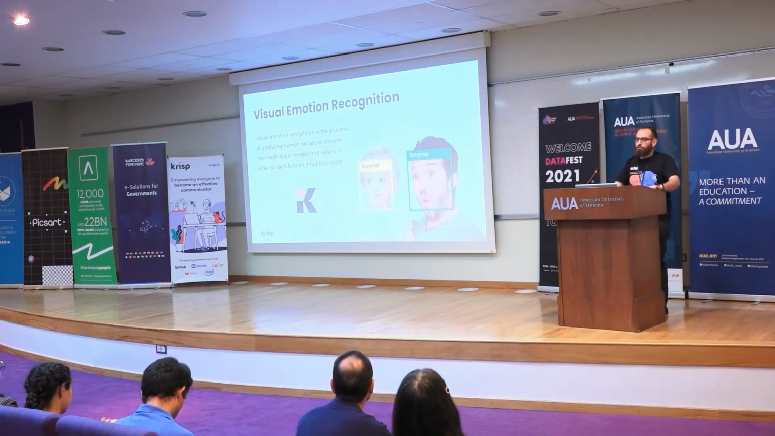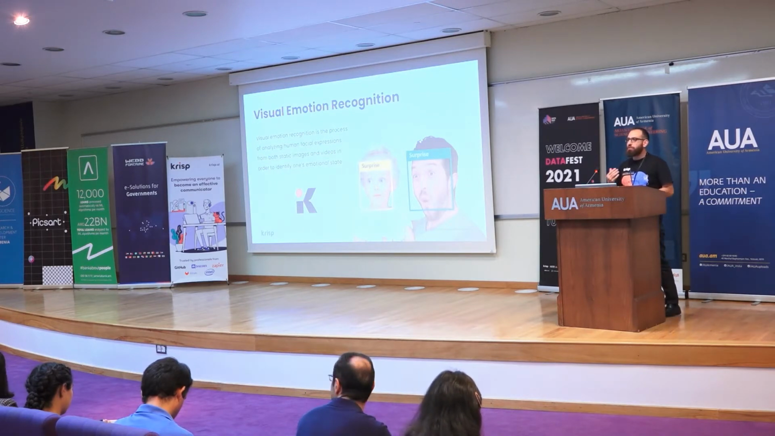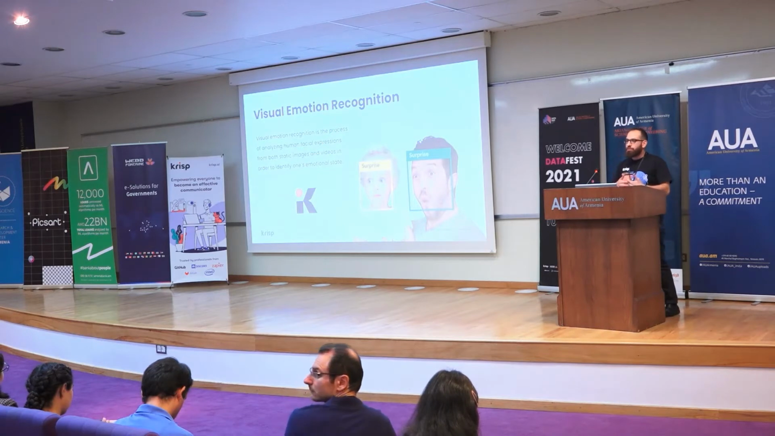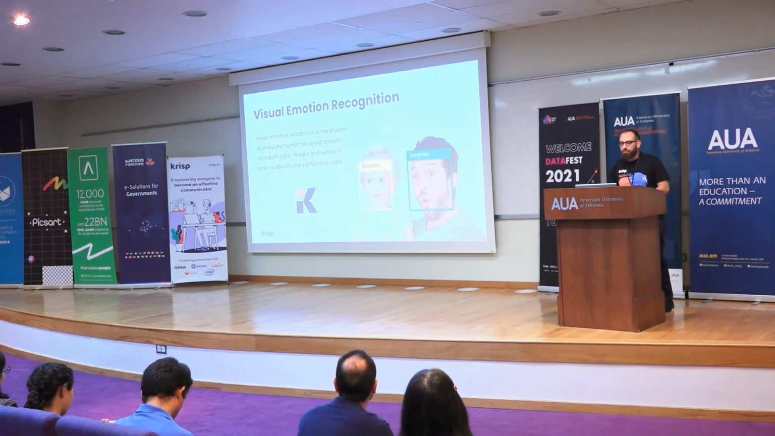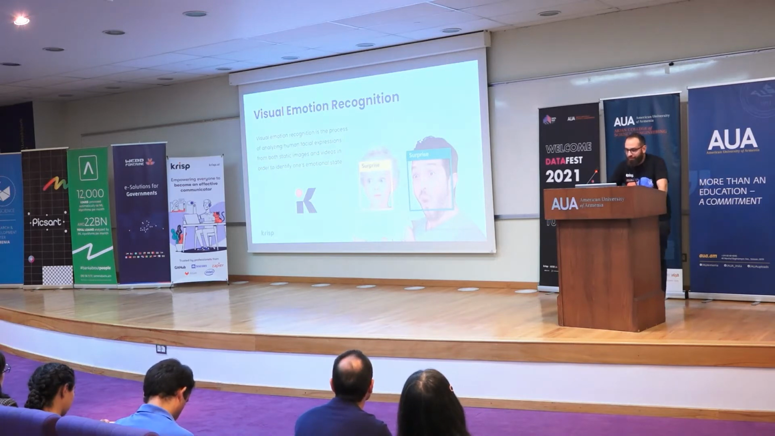So what is visual emotion recognition? It is the process of analyzing human facial expressions in order to get what emotion he is expressing, and that can be done both from static images and from video signals.